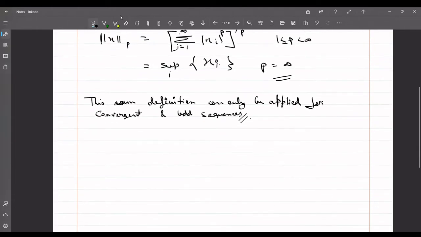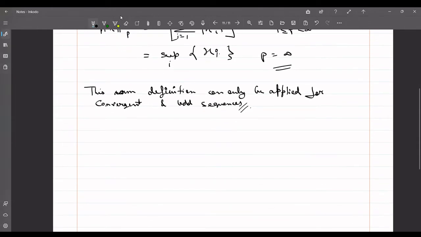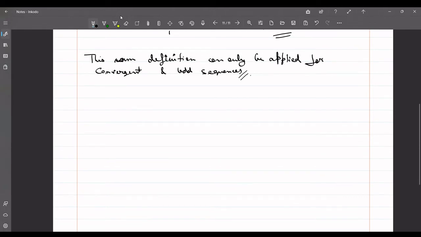Now to understand this better, we define a particular set, which is LP, the set of all those sequences such that the p-norm of x converges. Okay, clear?